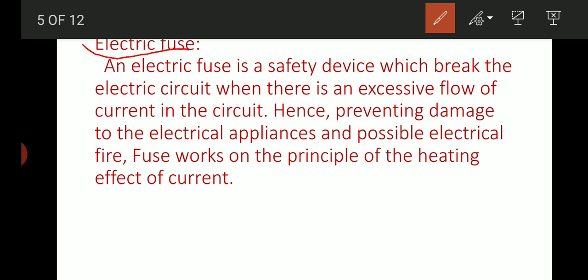An electric fuse is a safety device which breaks the electric circuit when there is an excessive flow of current in the circuit, hence preventing damage to the electrical appliances and possible electrical fire. So a fuse works on the principle of the heating effect of electric current.